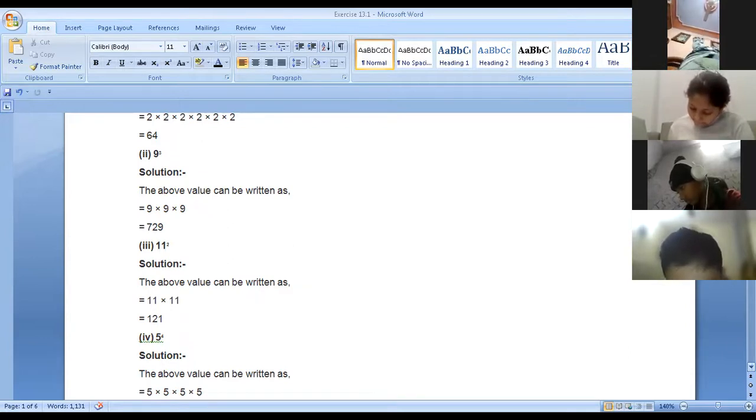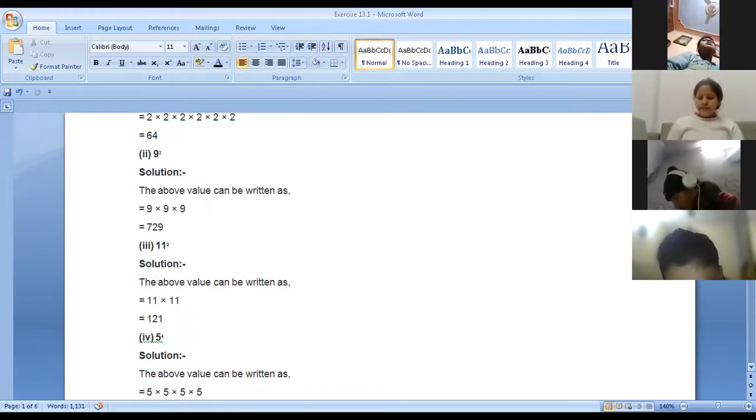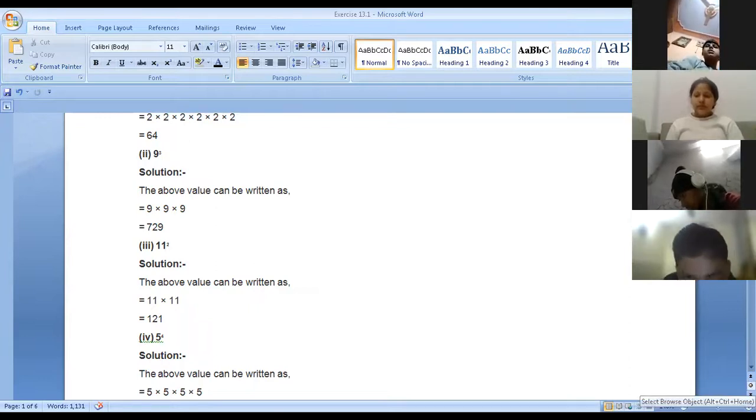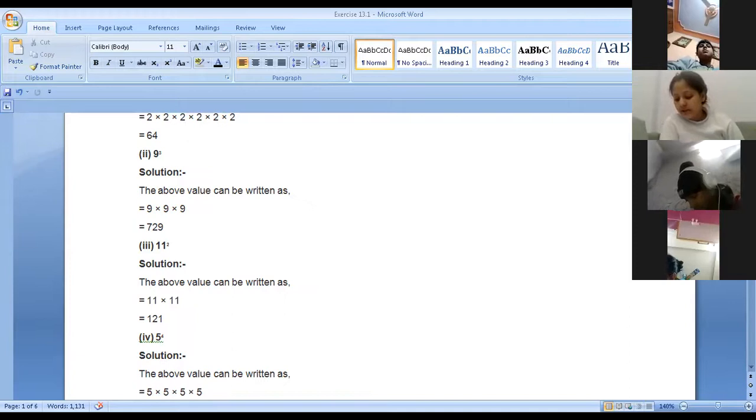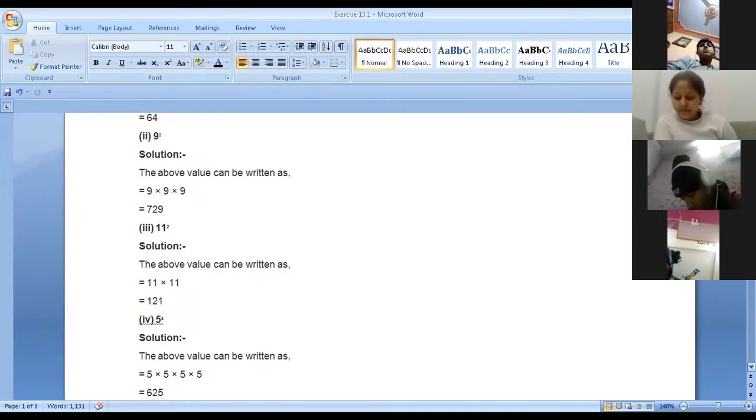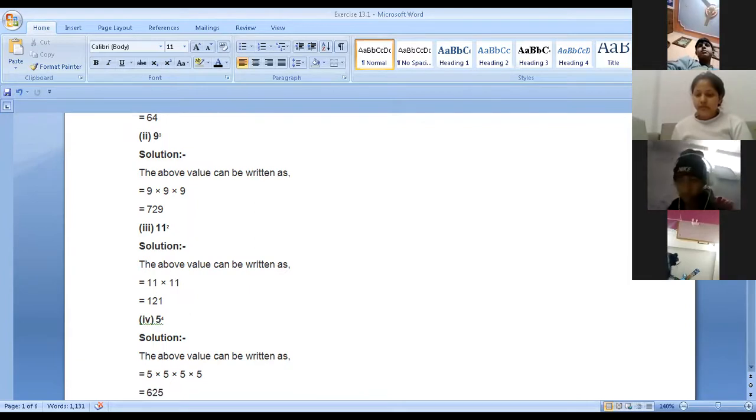5 fives are 25. 25 multiplied by 25, how much will you get? Multiply it fast and tell me the answer. 625. Absolutely correct. When 5 is multiplied 4 times, you will get 625.